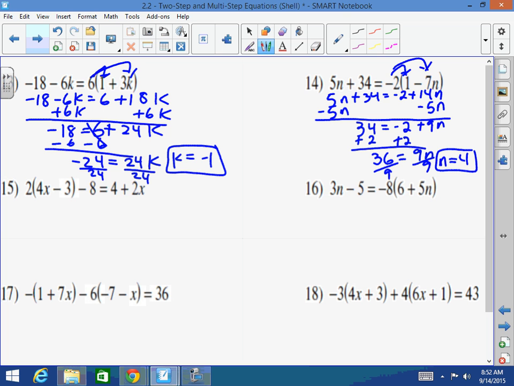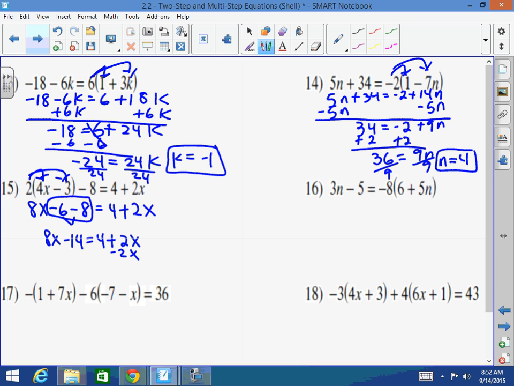Again, when in doubt, plug it in. Okay, guys? And make sure it works. Okay, tell me what to do. That's exactly correct. You're going to distribute that 2, which is 8x minus 6 minus 8 equals 4 plus 2x. Now what do I do? I wouldn't do that yet. You see how I have like terms here first? Let's go ahead and combine those. So I've got 8x minus 14 equals 4 plus 2x. Now what would you like to do?